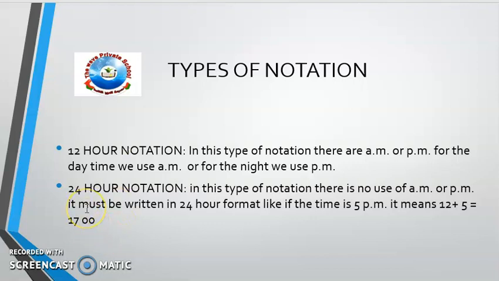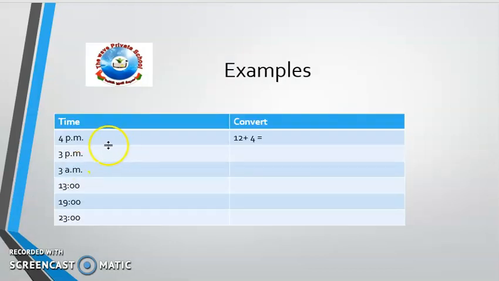For 24 hours, there is no need for AM or PM. If there is 13 or 14 o'clock, it means it is PM time. And if it is 7 or 5 or 4, it means this is AM. So in 24-hour notation, there is no need to write AM or PM. I will tell you how you can write 24-hour notation, and I will make it more clear by using some examples. As you can see, I have done some examples for you.